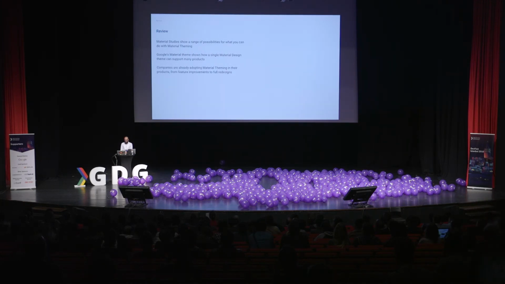So in review, I think material studies help show a range of possibilities for what you can do with material theming. They show how making bold choices for key decisions like shape, typography, layout, color can really help an app feel like your brand, even if it's using material design as its foundation. Google's material theme helps show how a single theme that you create using material design can support many products.